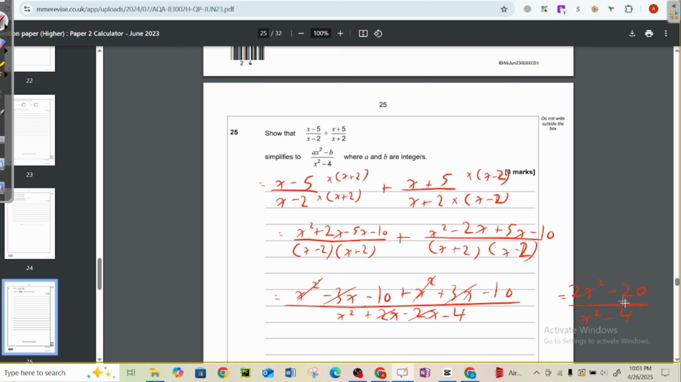That is the answer. So a is 2 and b is 20. Those are your answers.